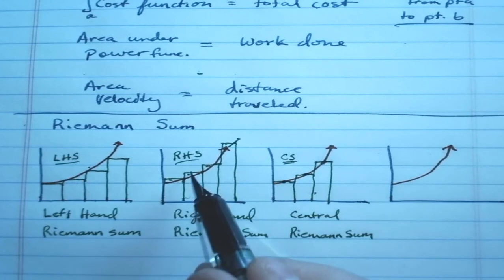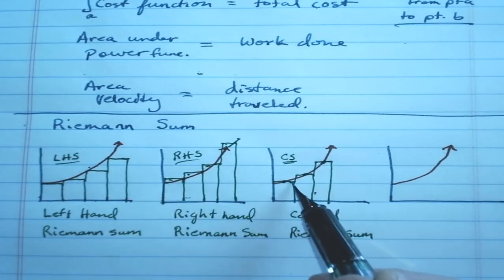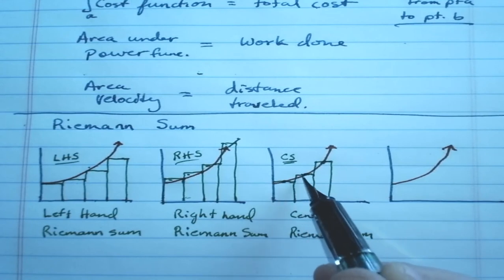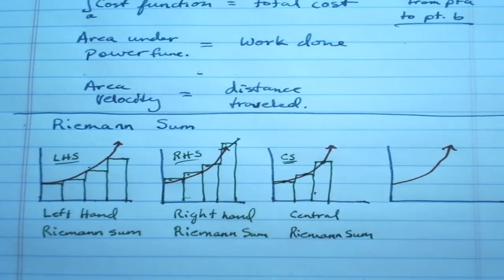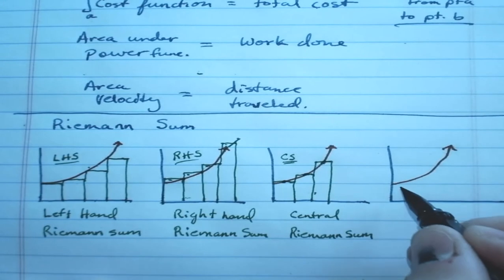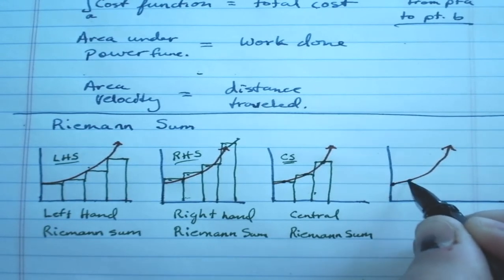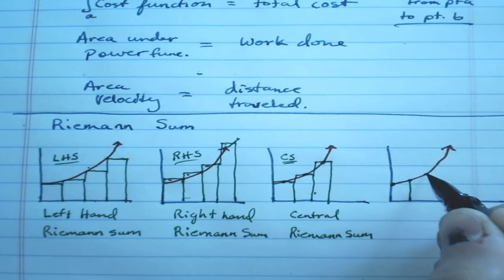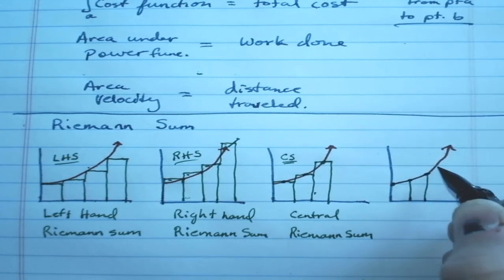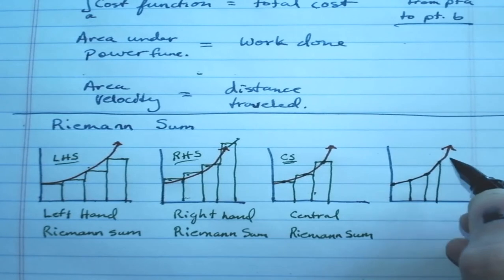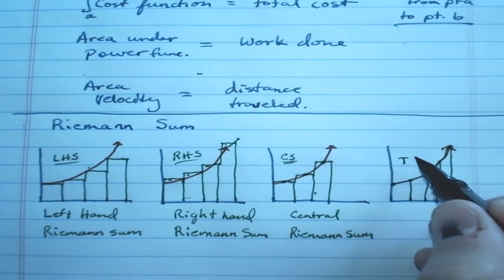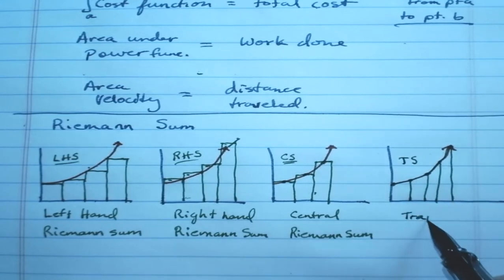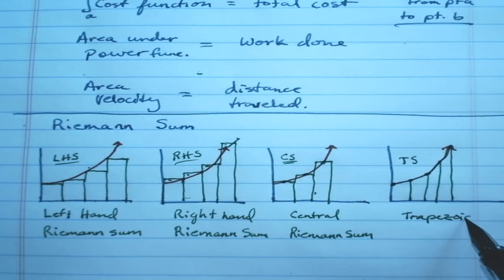Why? Because you get a little overestimate over here and a little underestimate over here, and the idea is that hopefully those two basically cancel each other out, okay? So that's a central Riemann sum. And then the last one, we actually use 2 points, and we draw a trapezoid. Okay, and this would be a trapezoidal Riemann sum.